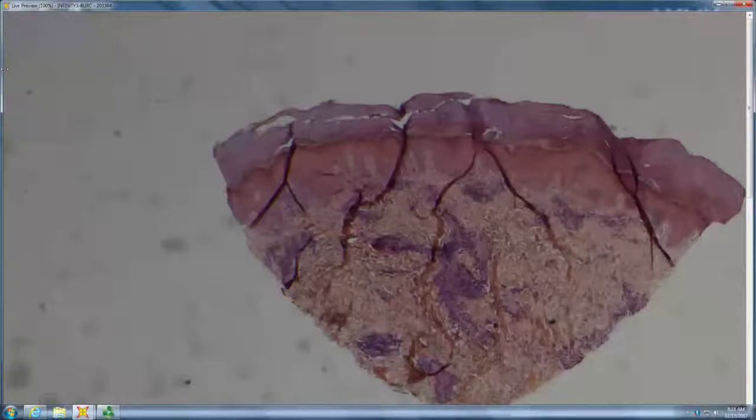Looks like we have superficial perivascular infiltrate with eosinophils. And neutrophils also. Yep, is there karyorrhectic debris? Yes, there is. So this is Still's disease, right?